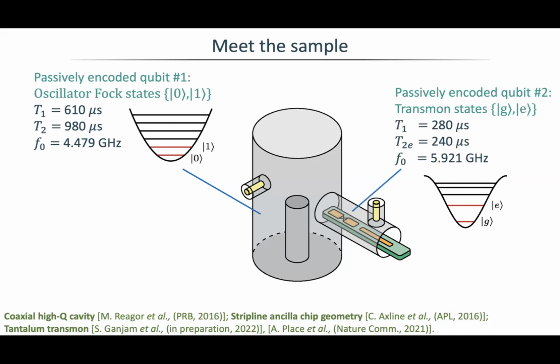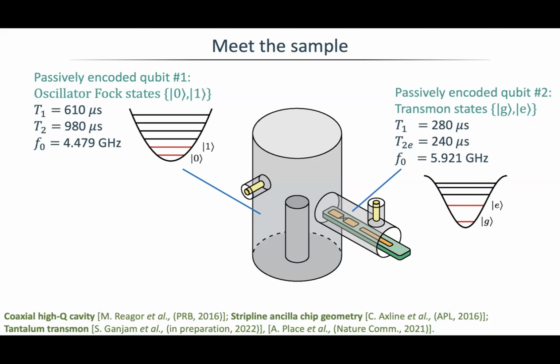It's also a relatively good transmon, with a T1 of 280 microseconds. It was made with this new fab technique based on tantalum that was recently developed in Princeton and then re-implemented in Rob's lab. And we can also create a passive qubit in the transmon using these two energy levels. But just from the perspective of lifetimes, this qubit is much worse than that one.